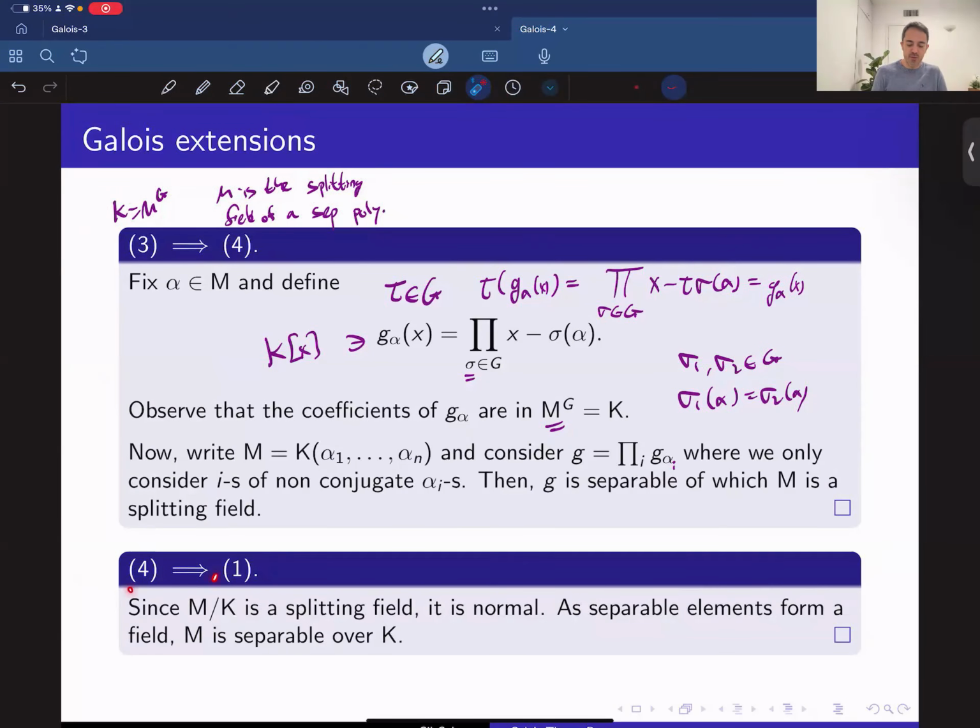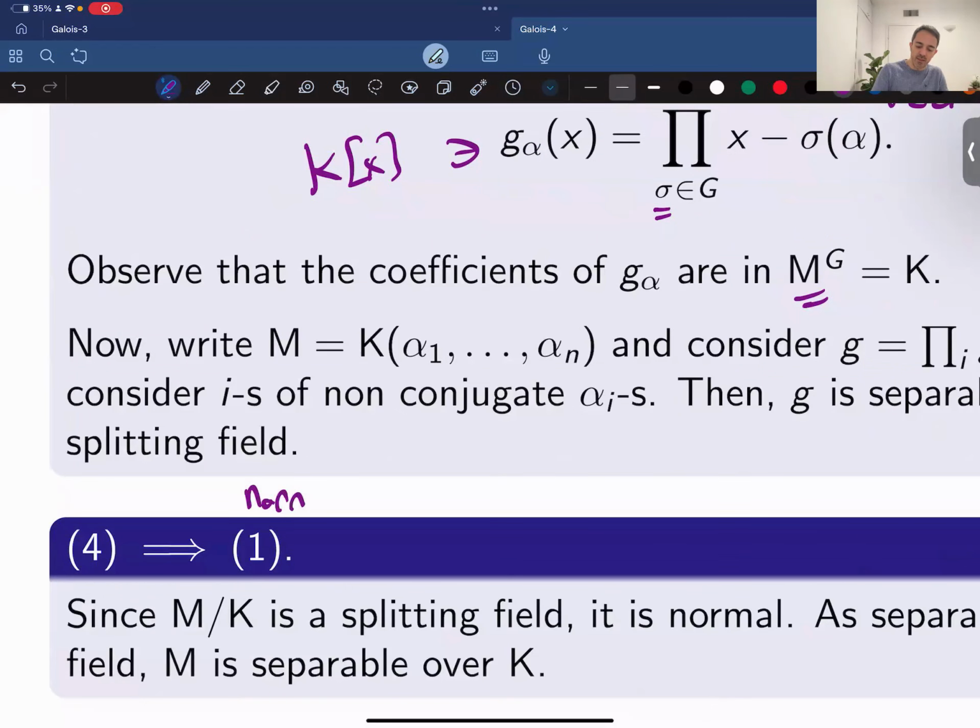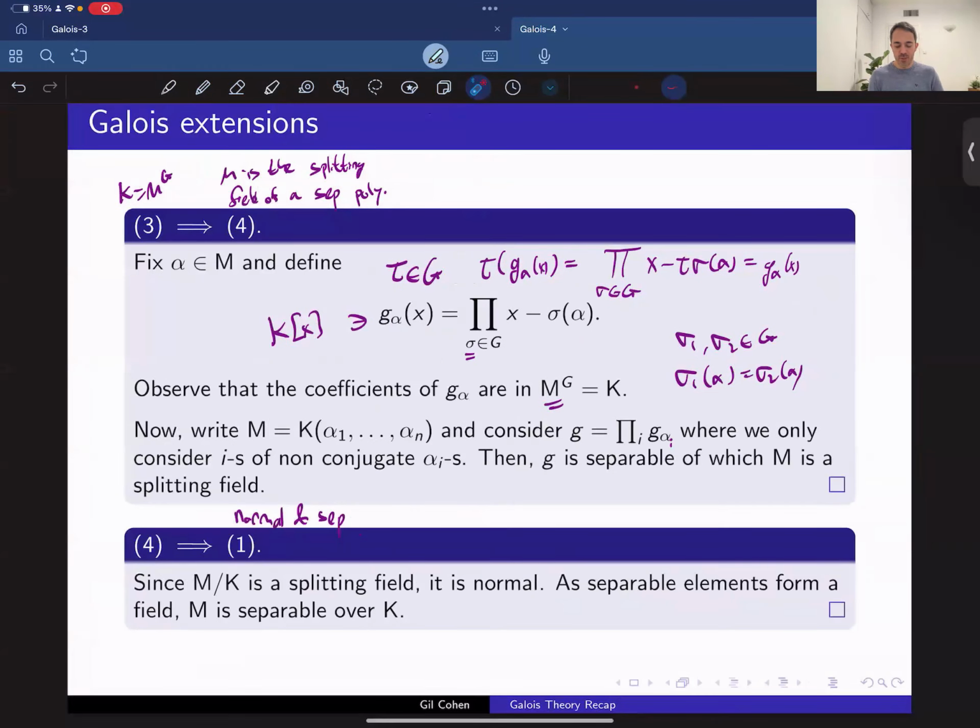Now, the last step is 4 implies 1. So 4 means that F is the splitting field of a separable polynomial. And 1 is just the usual definition of Galois, which is normality, so the extension is normal and separable. And why is this true? Well, if you remember, when we talked about normal extensions, we said that splitting fields are always normal. So by the assumption that this is a splitting field of some polynomial, it is normal. And because it's the splitting field of a separable polynomial, the extension is clearly also separable, because you only adjoin to K some finite number of separable elements, making it separable.